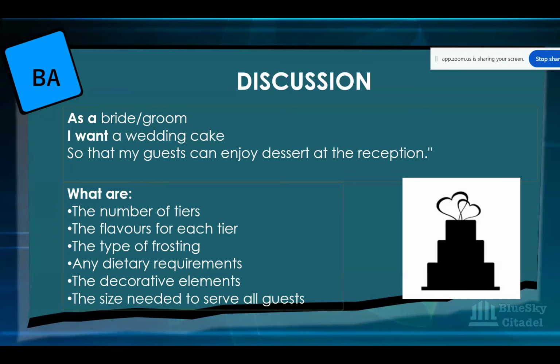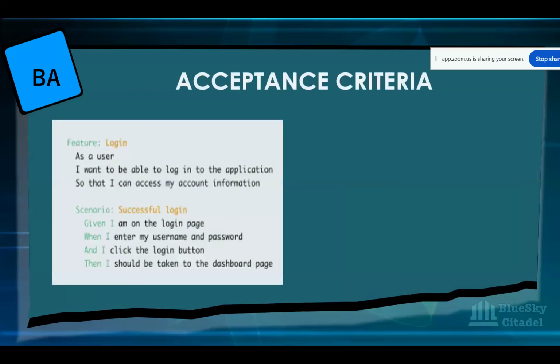Let me show you what it looks like in a technical scenario. So this is a user story: As a user, I want to be able to log into the application so I can access my account. Even this user story itself, don't worry, when you come in as a BA, we can work on it. So for the acceptance criteria, remember, we're following the Gherkin syntax.